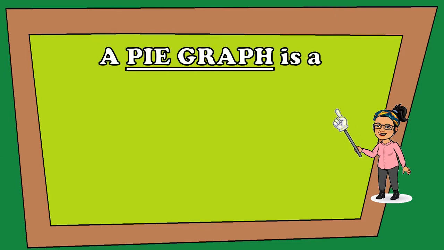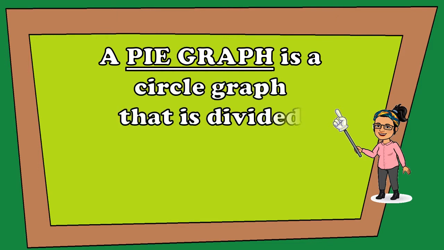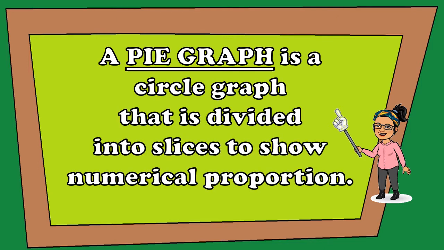Okay, what is a pie graph? A pie graph is a circle graph that is divided into slices to show numerical proportion. Again, when we say pie graph, it is a circle graph that is divided into slices to show numerical proportion.